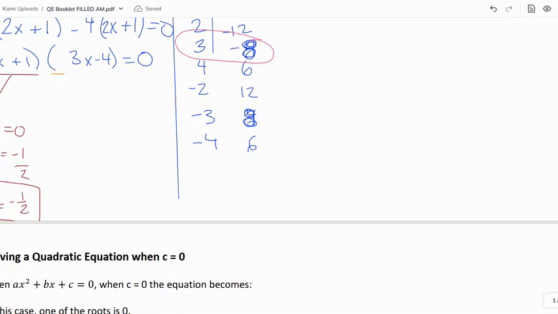The second factor, 3x minus 4, what's going to make that equal to 0? Bring the 4 to the other side. Some of you are able to do this straight up in your head. Great. Divide by 3. X equals 4 over 3.